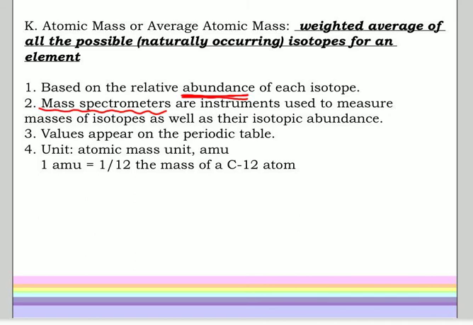When we get the average atomic mass, this is what we have on the periodic table. So when you look up oxygen, and it's 15.9994, that's the average atomic mass, and that's where we averaged everything together. So just keep that in mind.